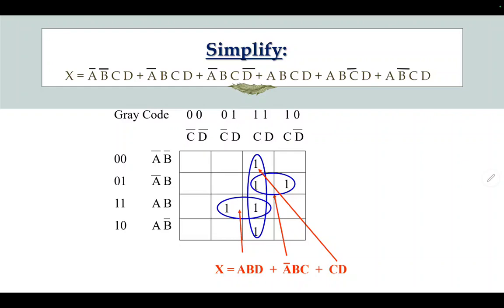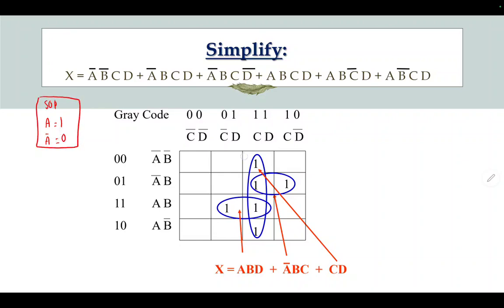So you've got the equation X equals A bar B bar C D plus A bar B C D plus A bar B C D bar plus A B C D plus A B C bar D plus A B bar C D. You read this as the equation for SOP. Remember, for SOP you read A equals 1 and A bar equals 0.